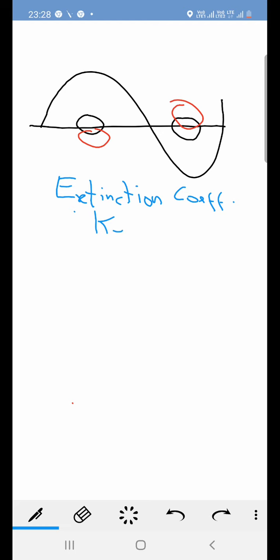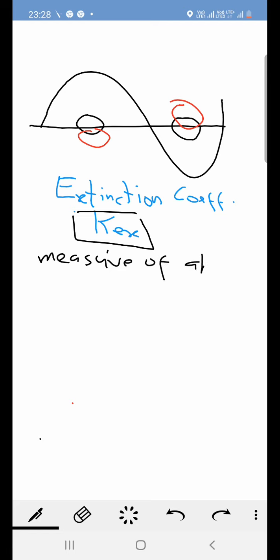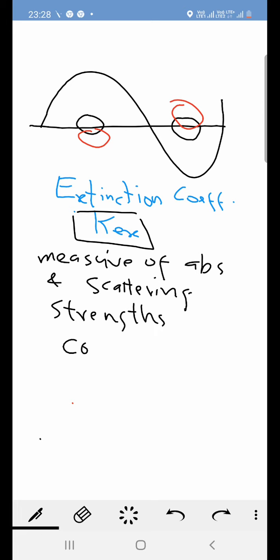It is given as K_ext, and the role of this extinction coefficient is that it is a measure of absorption and scattering strengths collectively. It is mathematically expressed in the following manner.